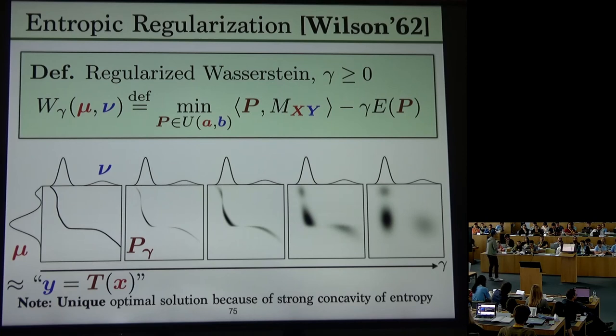This is the main purpose of this regularization, which is that it will start basically making things a bit blurry if the cost is not too impacted. And then when you let gamma go to infinity, you only recover the coupling that has maximal entropy. And what is the coupling with maximal entropy? It's just the product of the marginals.